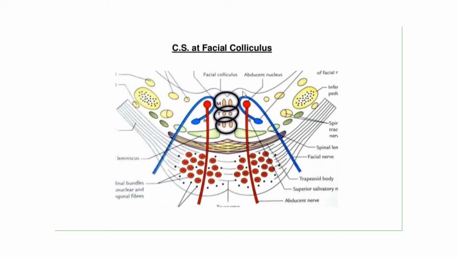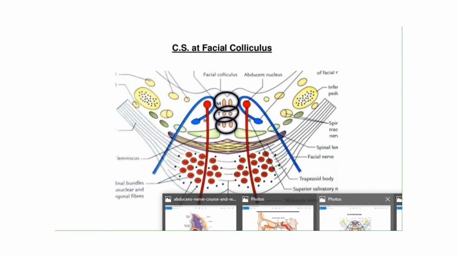You can see the facial nerve actually wraps around it, causing this depression called the facial colliculus, and it's near the fourth ventricle. And so sometimes the fourth ventricle fills with excess cerebral spinal fluid, causing the abducent nerve not to work as well.